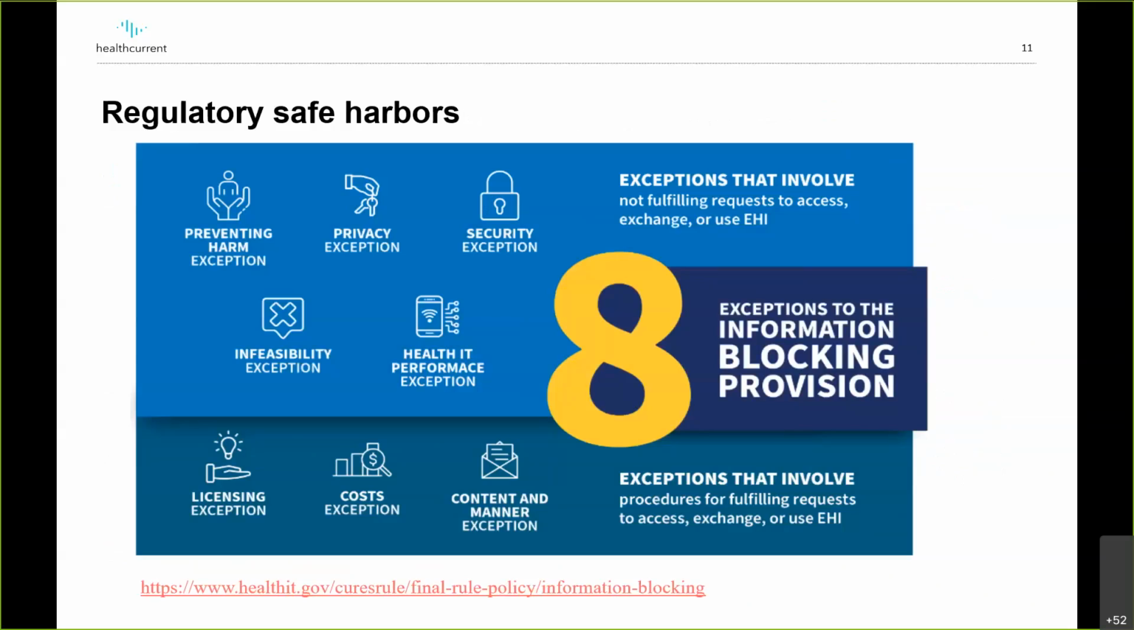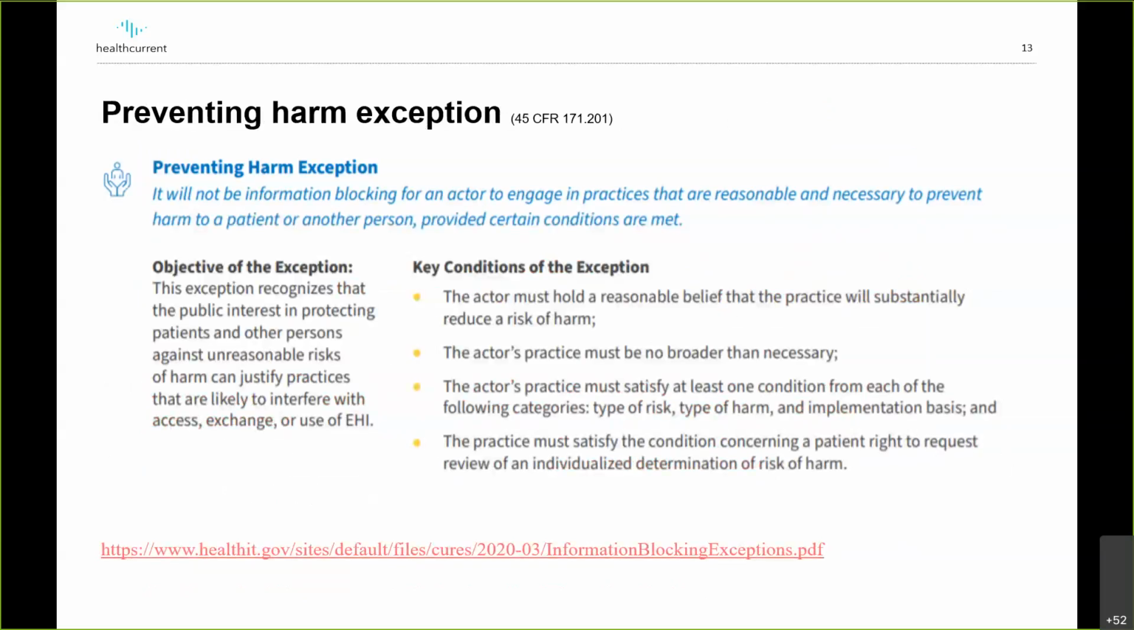So let's go ahead and talk about the preventing harm safe harbor. This one's really important for healthcare providers, and ONC took great care to make sure that it aligned with the HIPAA access rules to allow providers to continue to deny partially or entirely access to electronic health information if the healthcare provider has a reasonable belief that that interference is going to substantially reduce the risk of harm to a natural person. Really important here to keep in mind that we're talking about people like you and me.